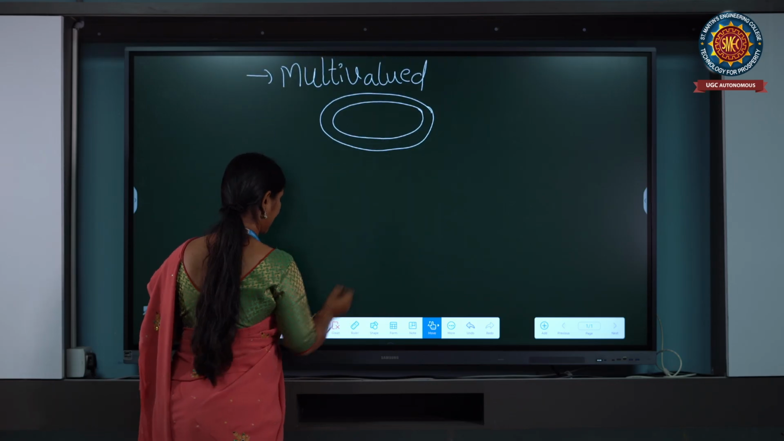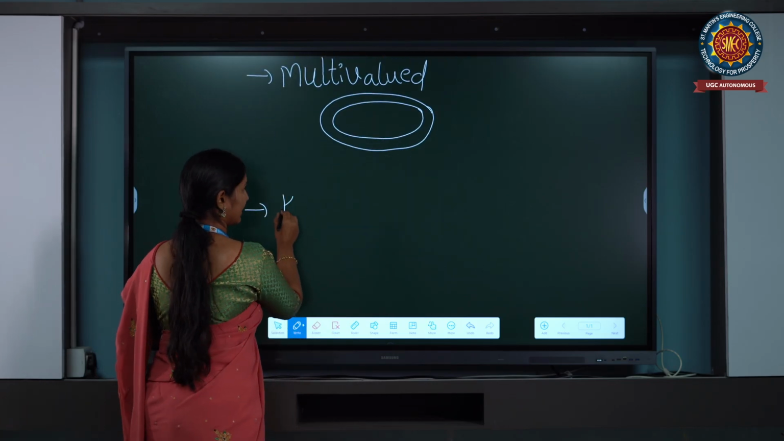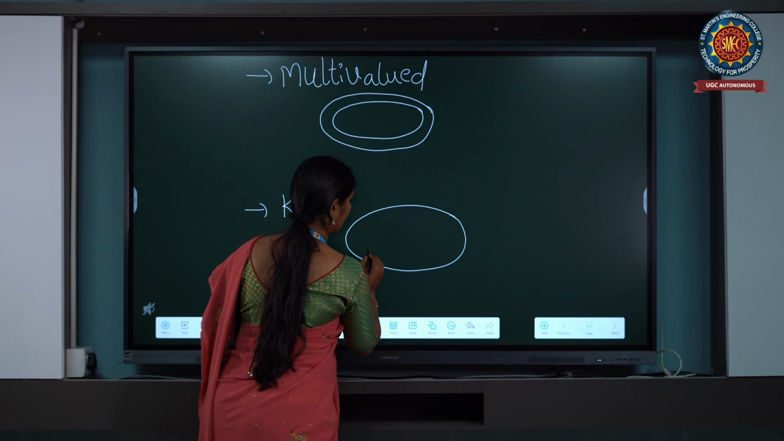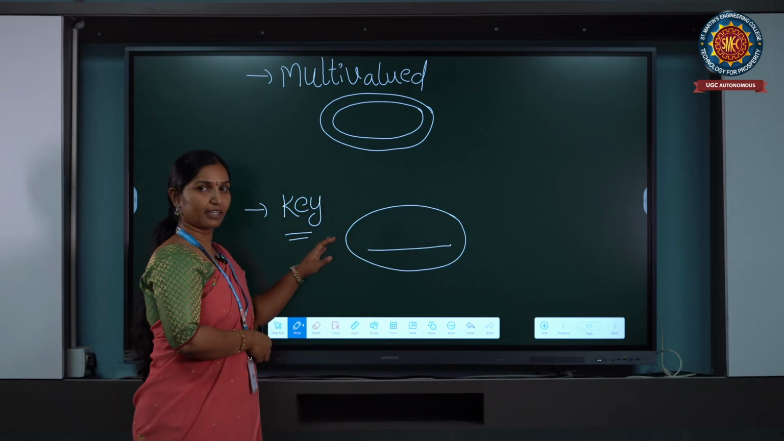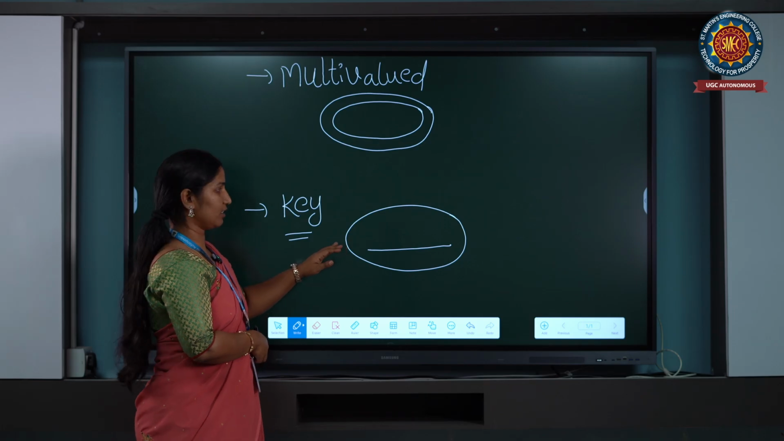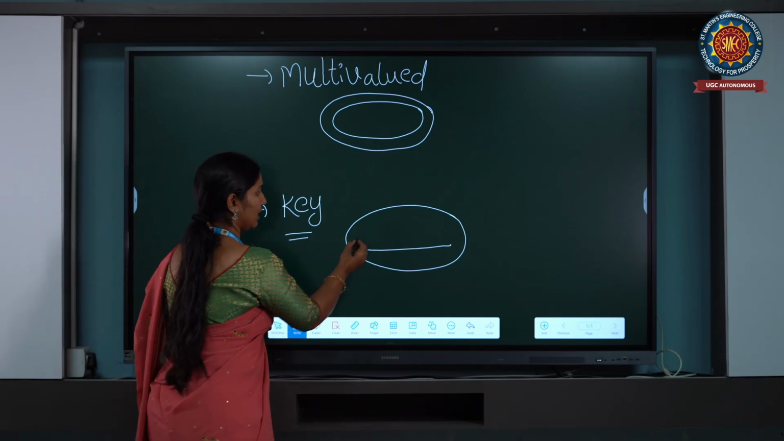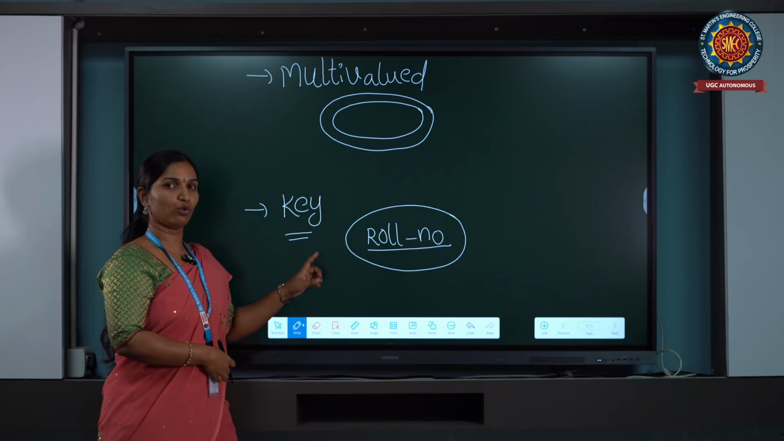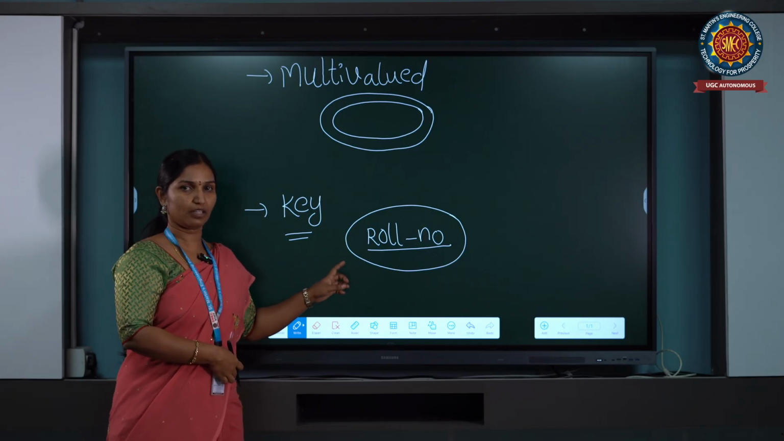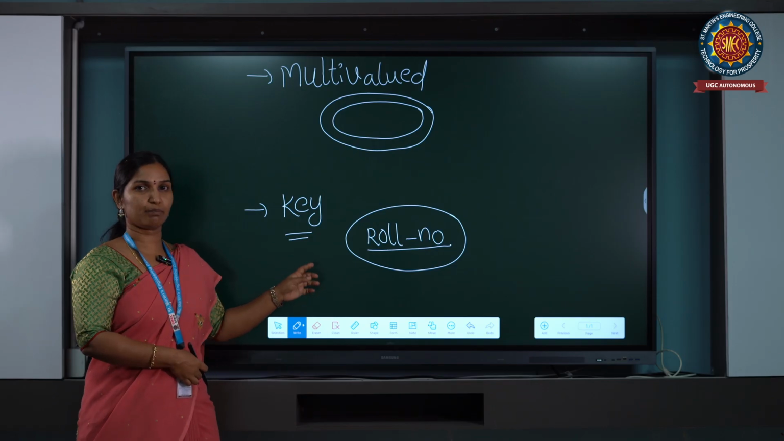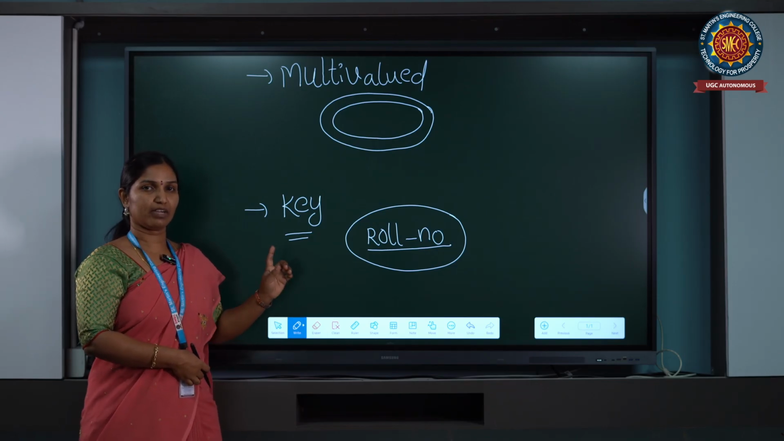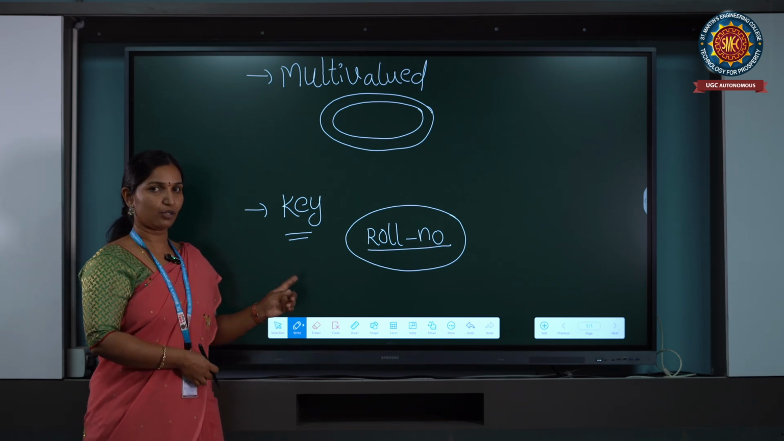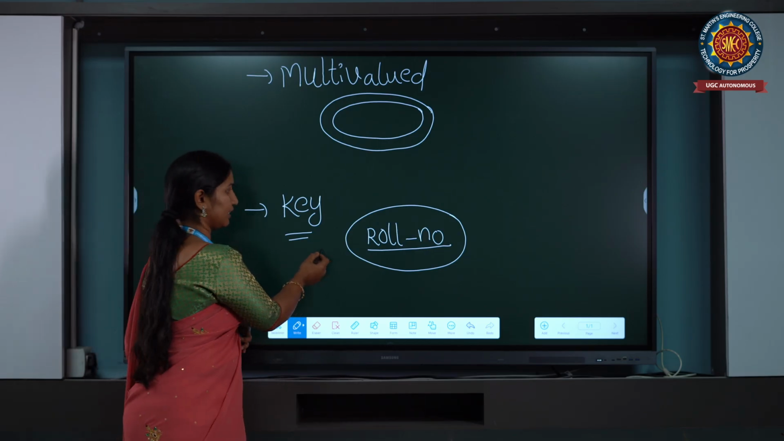And the next one is the key attribute. The most important thing is the key attribute. Key attribute is defined by using the ellipse with underline, because this is uniquely identified by the database user. For example, if we take the roll number or employee ID, one person can have only one roll number in the college. They don't have multiple roll numbers. If we take the employee ID, one employee can have only one employee ID. One person cannot have two IDs. This comes under the roll number.